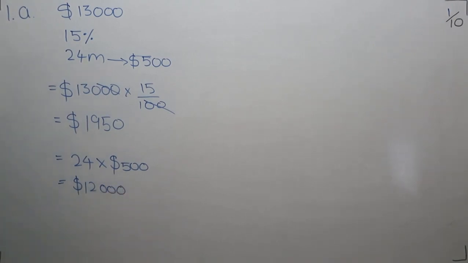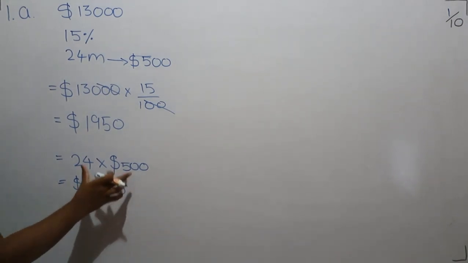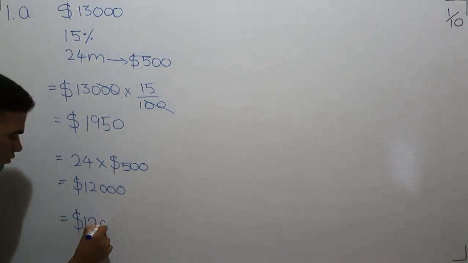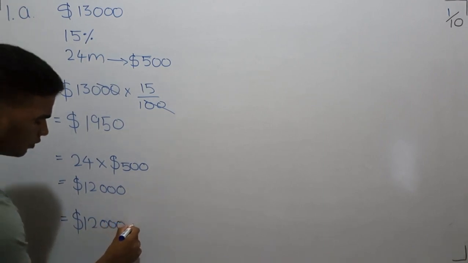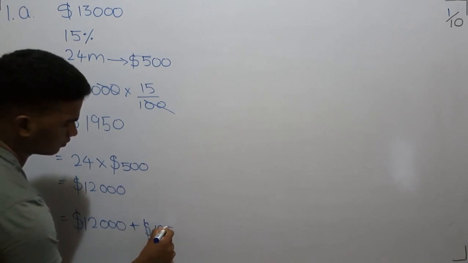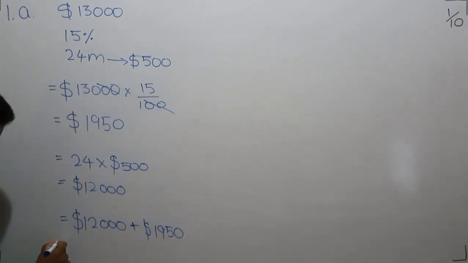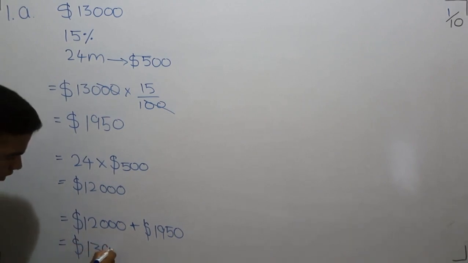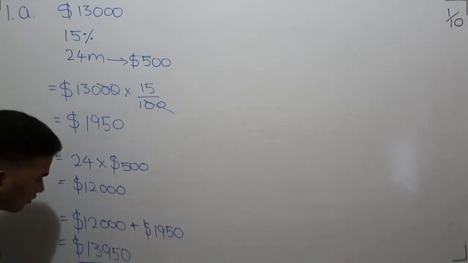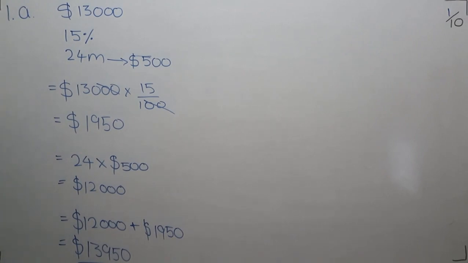That is $12,000. So the total is now the installments and the deposit value. So the total is $12,000 plus the deposit value, which is equal to 13,950. This is the final answer, 13,950.